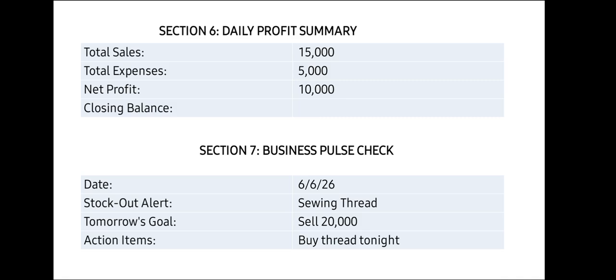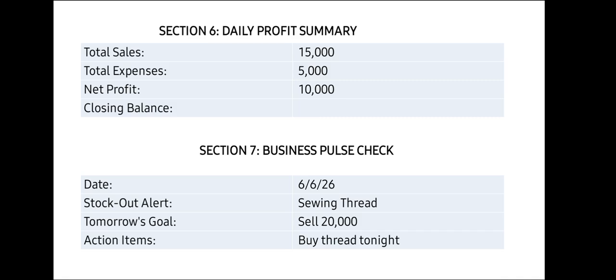This helps you know if you truly made profit today. After every transaction you have carried out in the course of the day, the daily profit summary will help you to know if truly you have made profit or not. This is how to calculate your daily profit.